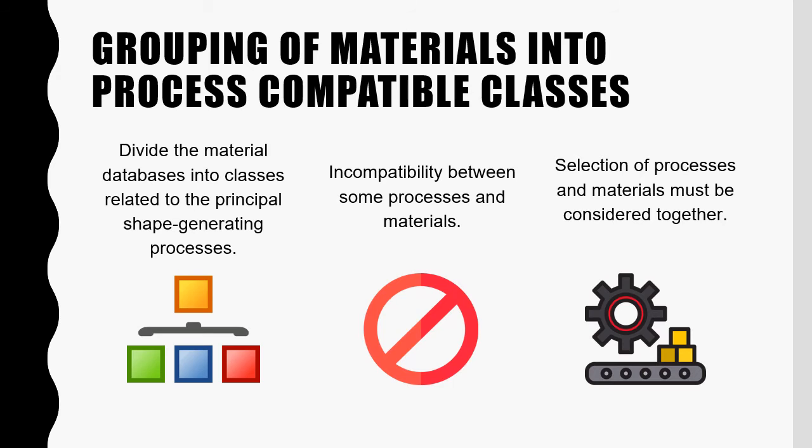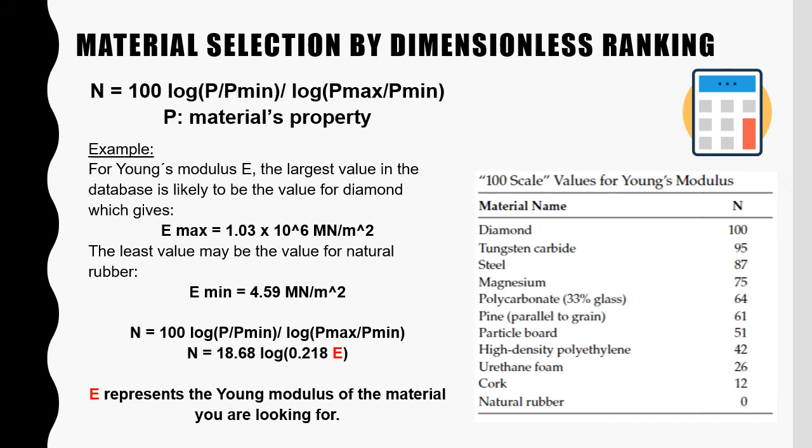One of the approaches that the book suggests is grouping materials into process-compatible classes. Rather than using a single comprehensive materials database, it is preferable to divide the material databases into classes related to the principal shape-generating processes used in discrete parts manufacture. This is necessary because the selection of processes and materials must be considered together.